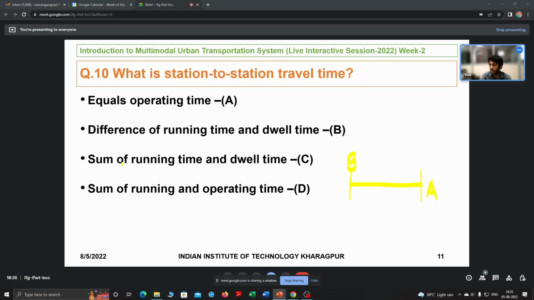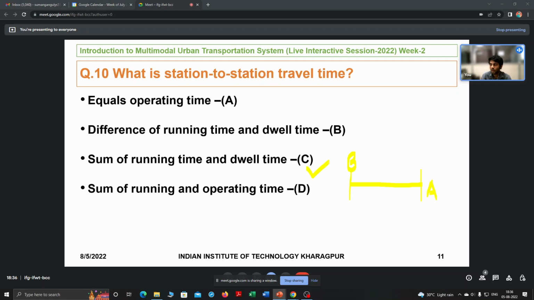So then what is the sum of running time and dwell time? Basically it's station A and station B, right? It's not a terminal. If it were terminal to terminal, then it could be an operating time, but it's station to station, right? So that travel time is nothing but this option C.